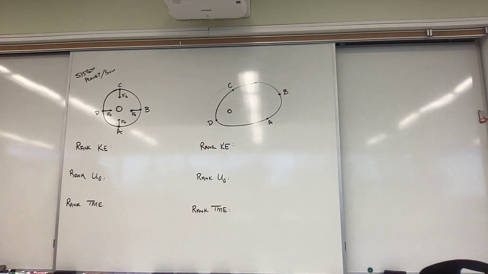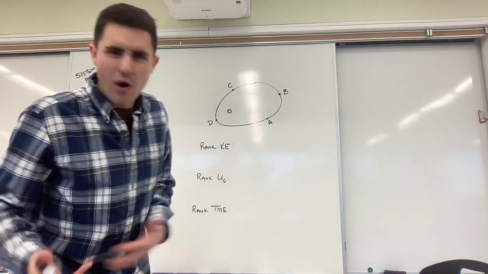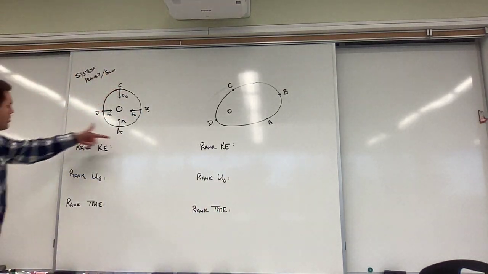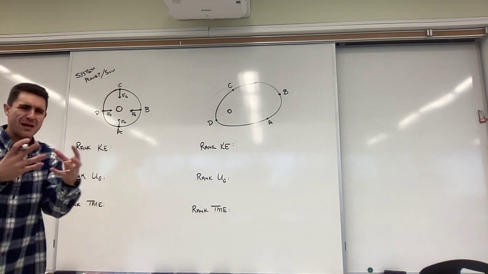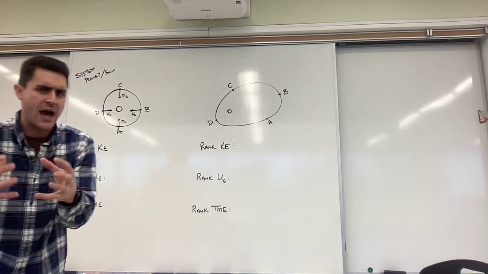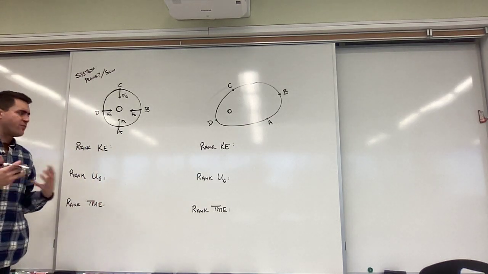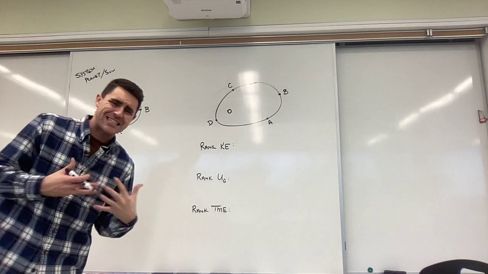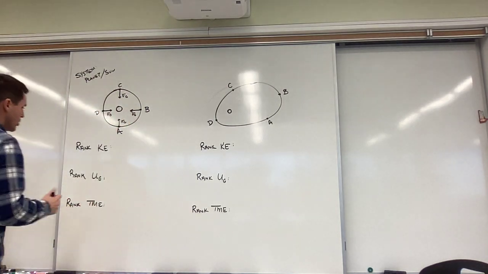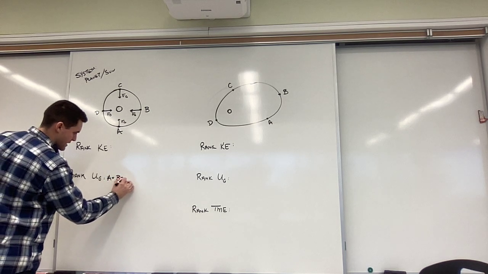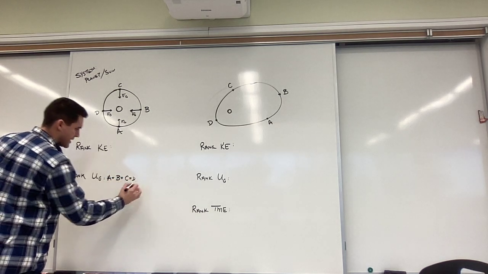So when I'm thinking about ranking their energies, I'm going to start with ranking U_G. And if I think about ranking U_G, well, they're all the same distance away. There's all the same force of attraction between the sun or the star and the planet. So because they all experience the same force of attraction as it moves around, they're all going to experience the same amount of U_G. I would say that the U_G at A is equal to the U_G at B, is equal to the U_G at C, is equal to the U_G at D.